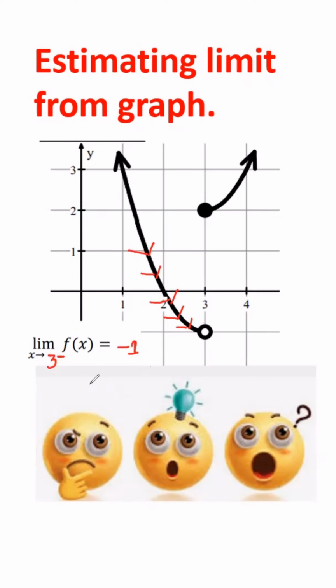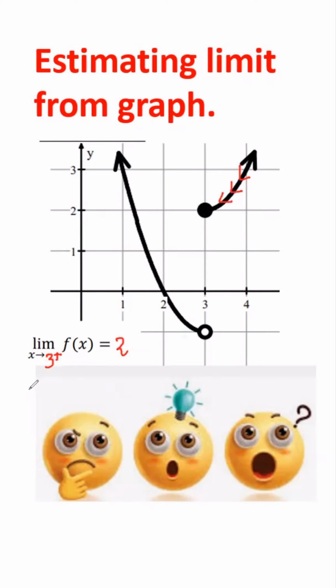Okay, now let's do the same from the right-hand side. This is a graph of a function. When we approach the graph from the right-hand side, we see that the function is approaching the value 2. So we will write it like this: x approaches 3 from the right-hand side. That means positive, we are approaching from the right. So as we approach from the right, the value of the function approaches 2.